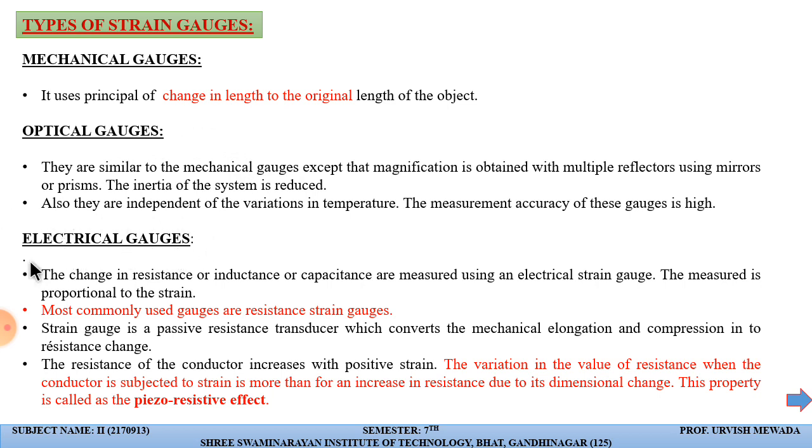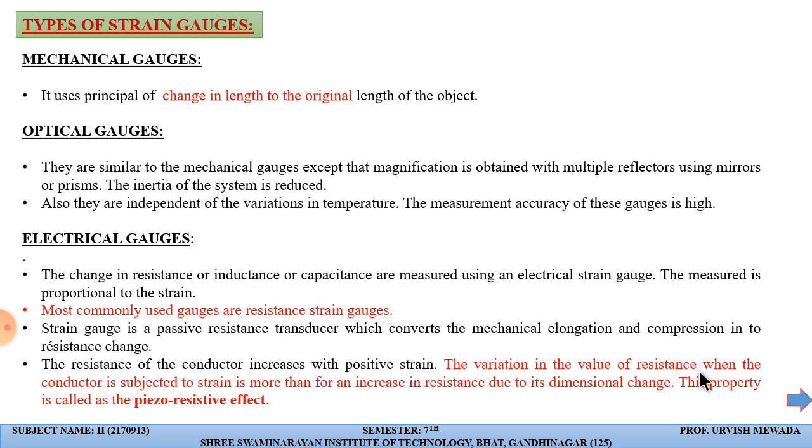Now these are the commonly used gauges, the electrical gauges. Electrical gauges generally work on the principle of change in resistance. As we all know, the formula for resistance is related to the resistivity of the material: R is equal to rho L by A. All electrical strain gauges work on that principle. If we change the resistivity, resistance will change. If we change the length, resistance will change, and if we change the area, the resistance of that material will change.